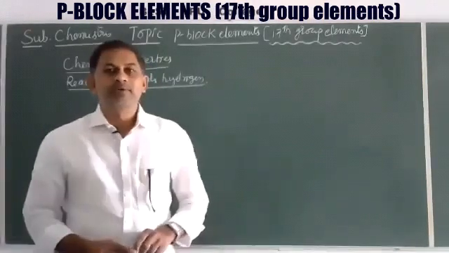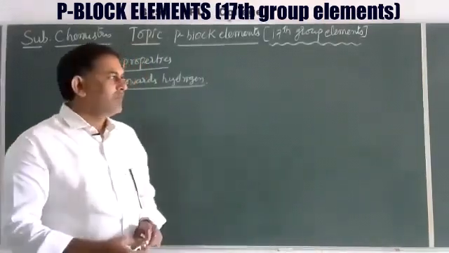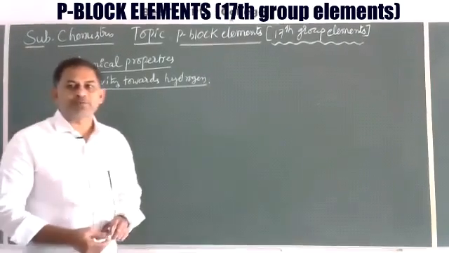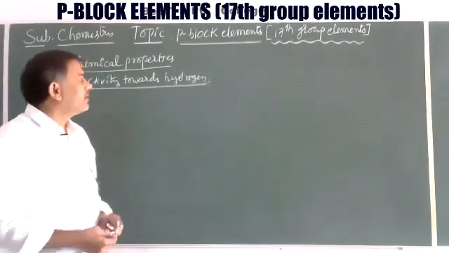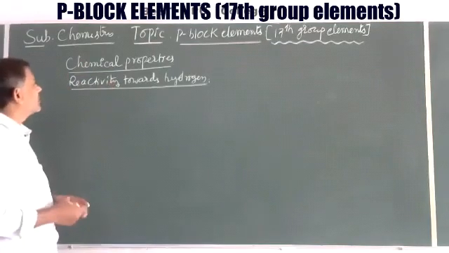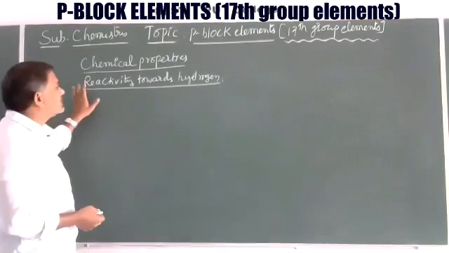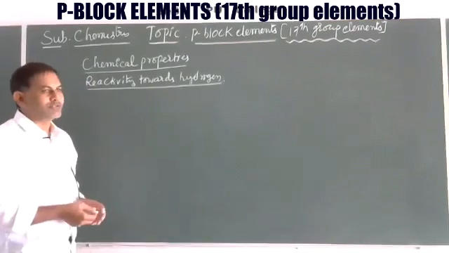In the last class, the anomalous properties of fluorine in the 17th group were explained. Now, today we'll discuss chemical properties. Under chemical properties, particularly, one is reactivity towards hydrogen.